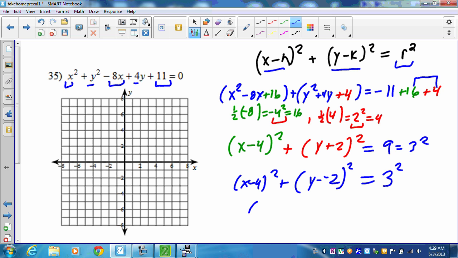So the center of our circle here is at negative 4 and negative 2, and our radius is equal to 3. Whoops. It's actually positive 4. So we just put the coordinates over here at 4, negative 2, and we will draw a circle that passes through 3 above, 3 below, and then 3 over to the left. Just draw yourself a little circle.